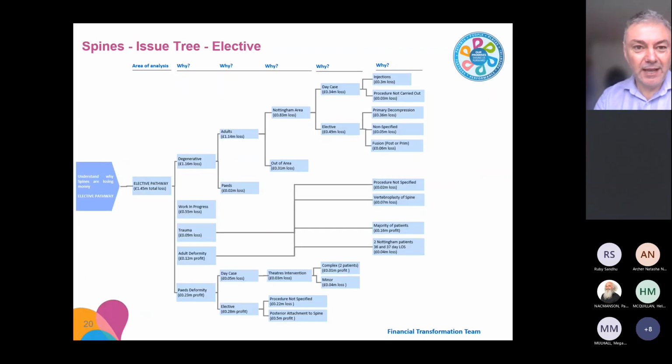And what we do is build an issue tree. So this mirrors that graph before. So we've got the elective pathway, and then the next thing. So this is like the 5 whys that the transformation team go through. And we look at degenerative was making a loss, work in progress was making a loss, trauma, adult deformity, and peds deformity. And then we go through and go why, and we split it out. And this is basically the drill down of each level that we go to.